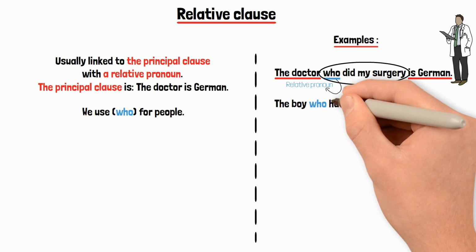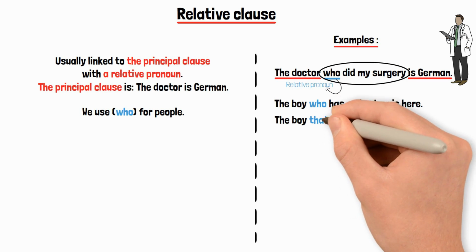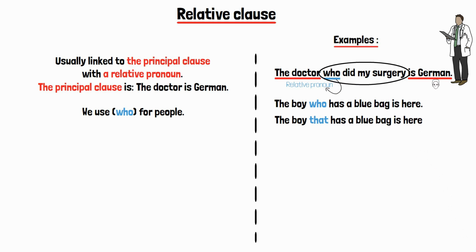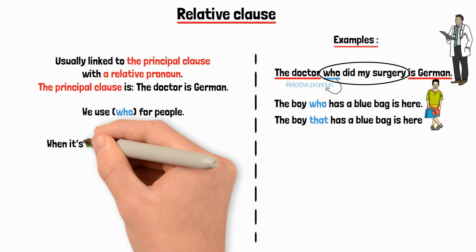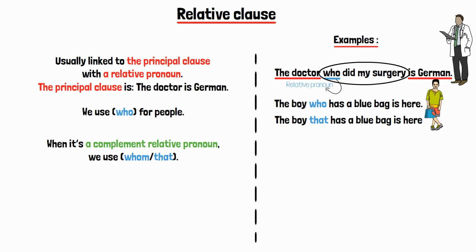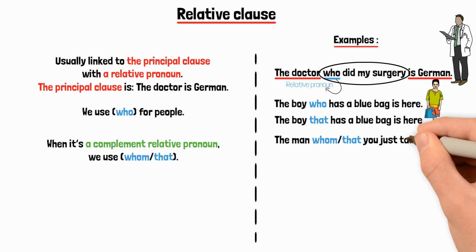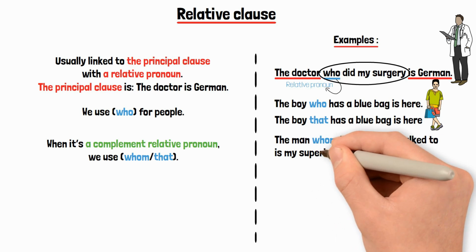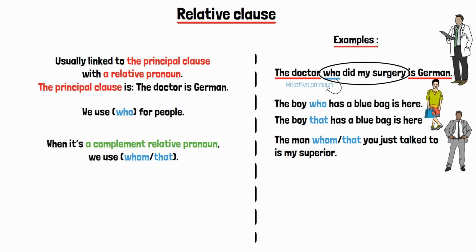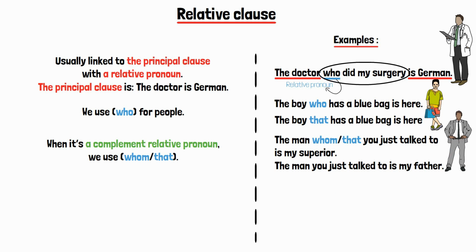The boy who has a blue bag is here, or we can say the boy that has a blue bag is here. When it's a complement relative pronoun, we use whom or that. The man, whom or that, you just talked to is my superior. We can also omit the relative pronouns and say, the man you just talked to is my father.